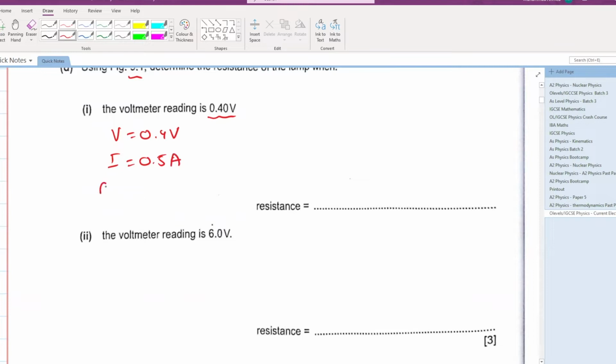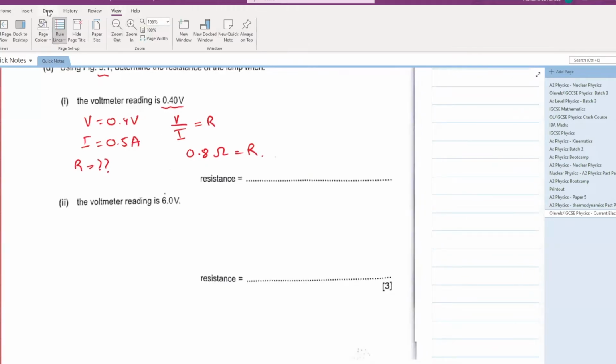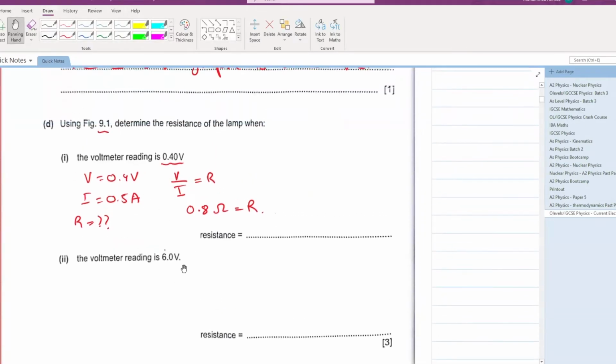Can you calculate the resistance? Yeah, you can surely do that. You will say voltage over I is equal to your resistance. Your voltage is 0.4 divided by 0.5. This gives you a value of 0.8. 0.8 ohms is your resistance. Okay. You have to calculate the resistance when the voltmeter reading is 6 volts.